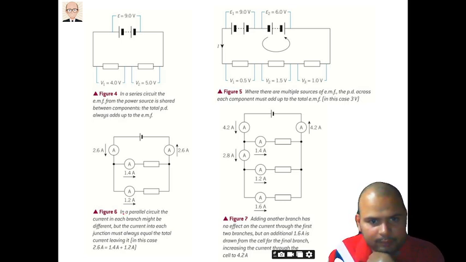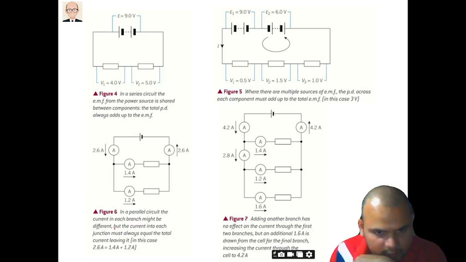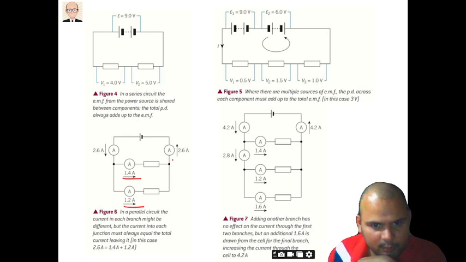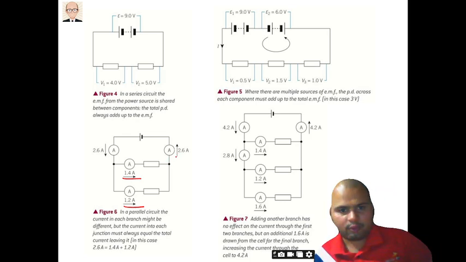as you can see, in the parallel circuit, what is happening exactly? Each branch might be different, but the current into each junction must always equal the total current leaving it. So you can see 2.6 when it is entering, it is leaving into 1, distributing between 1.4 and 1.2, and again when it comes back to this 8, it is again 2.6.